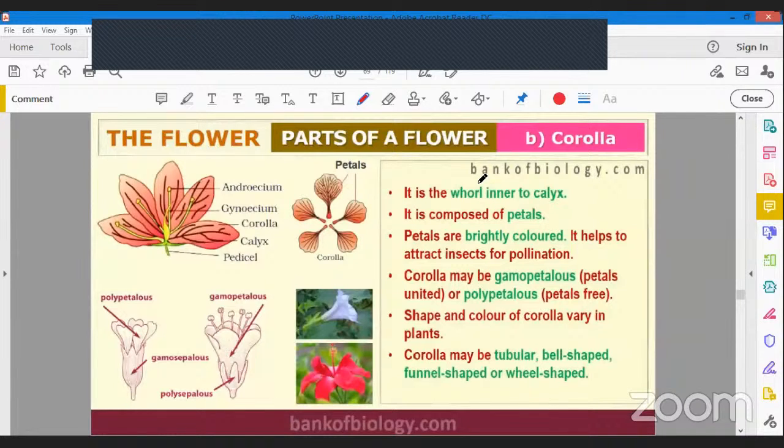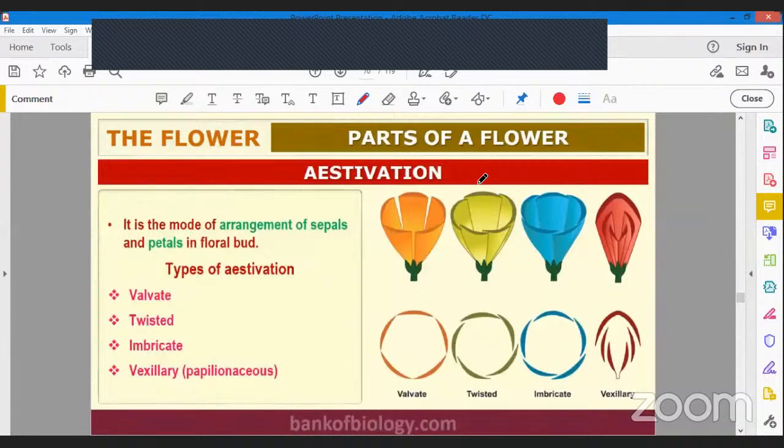Done. So we go to the next one. Parts of flower. Here in the parts of flower, we studied all the parts. Now we look at how they are arranged on the thalamus. So estivation is the word. It is the mode of arrangement of sepals and petals in the floral bud. So how the floral buds are arranged is important. In what shape, which one comes inside, which one goes outside. So we will study that.